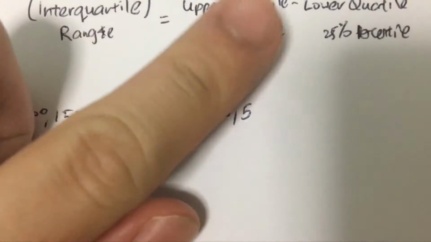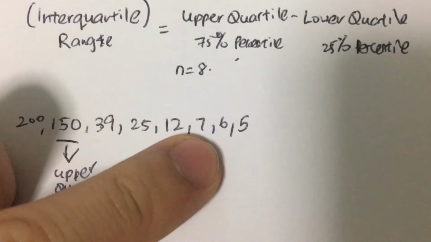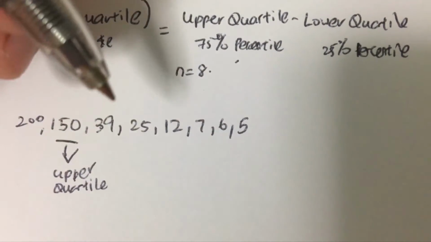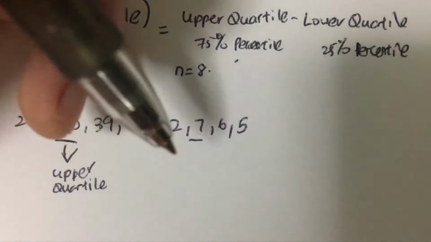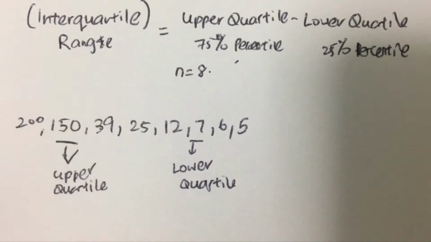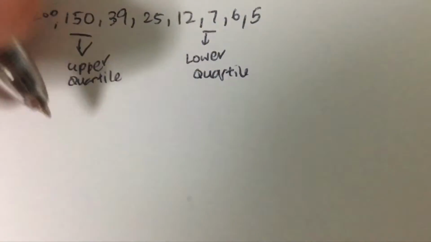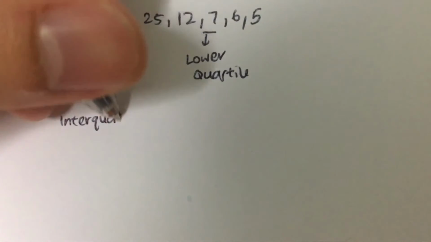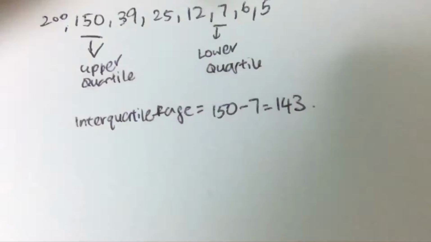Next, we have to find the lower quartile. The lower quartile is the sixth highest value, or the second lowest value, which in this case, not the second lowest value, but the third lowest value. In this case it is 7, which is the lower quartile. After that, I take the difference between the two, and that will be the interquartile range. So the interquartile range for this case would be equal to 150 minus 7, and that gives you 143.